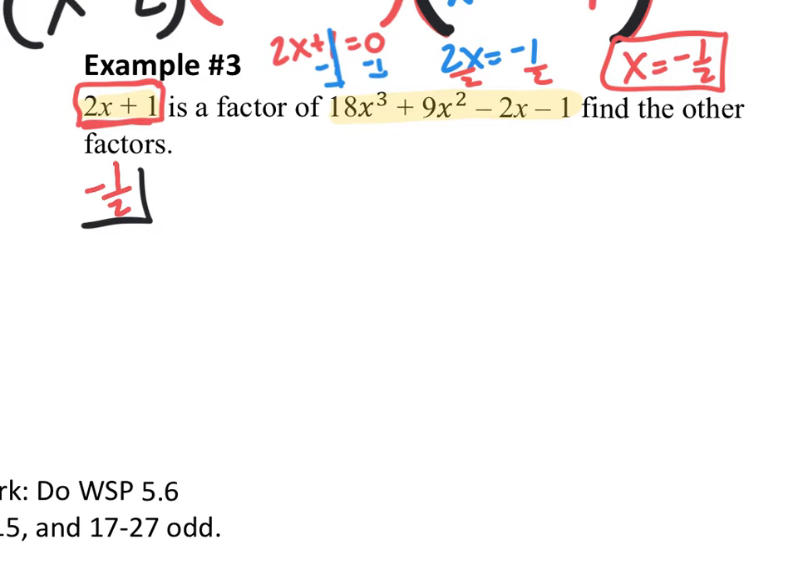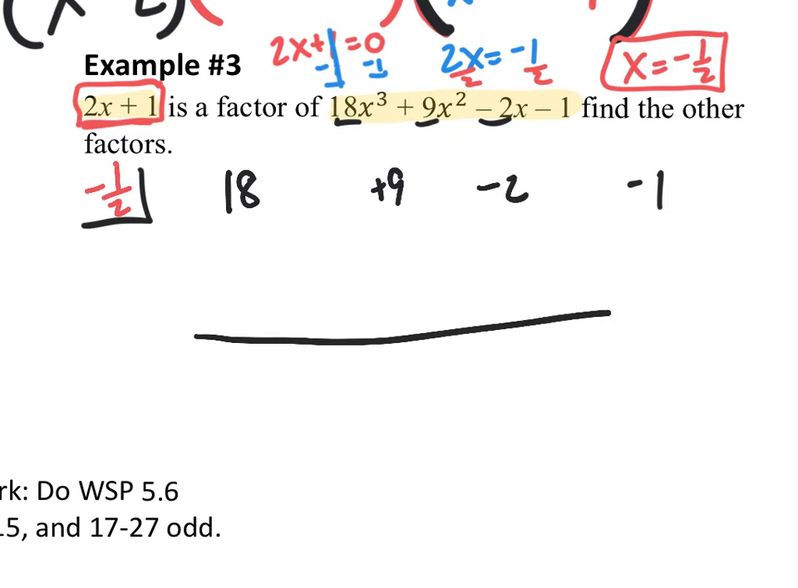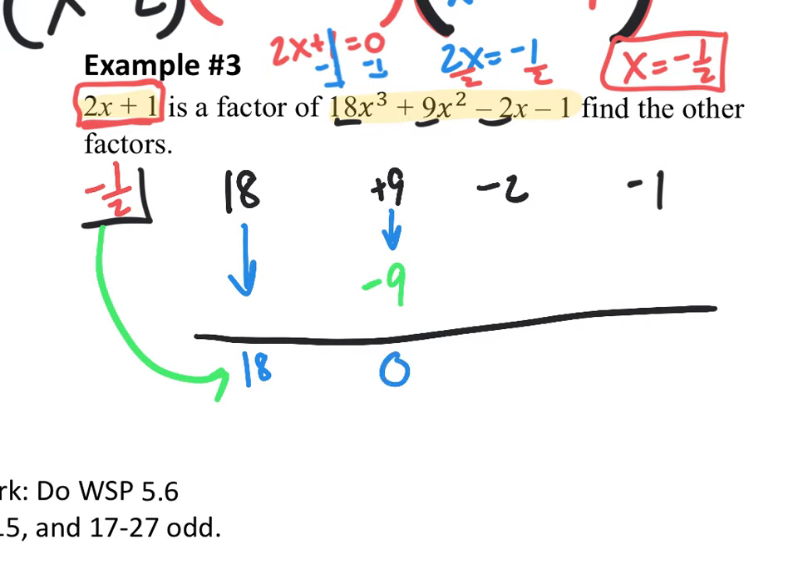Now let's do a list of our coefficients. We have 18, we have +9, we have -2, we have -1. There are no missing powers, so we are good. If you did have a missing power, you have to replace those with zeros, right? As you go down, you combine 18 plus nothing is 18. As you go up, you multiply -1/2 times 18 is -9. As you go down, you combine +9 and -9 is 0.